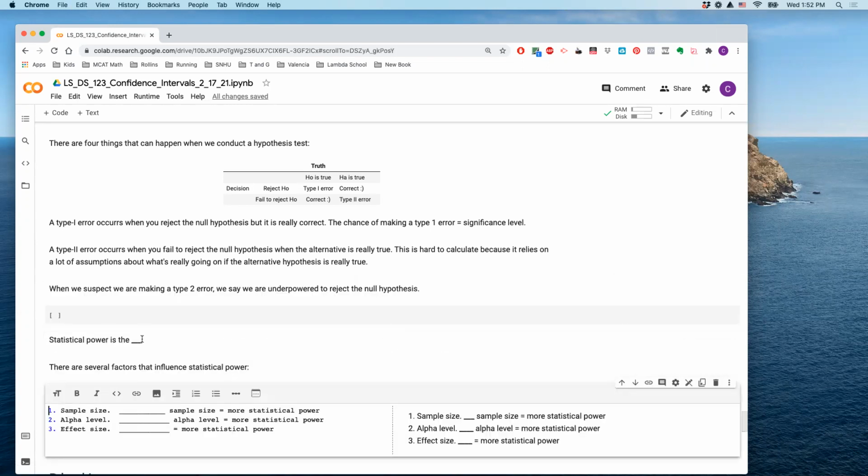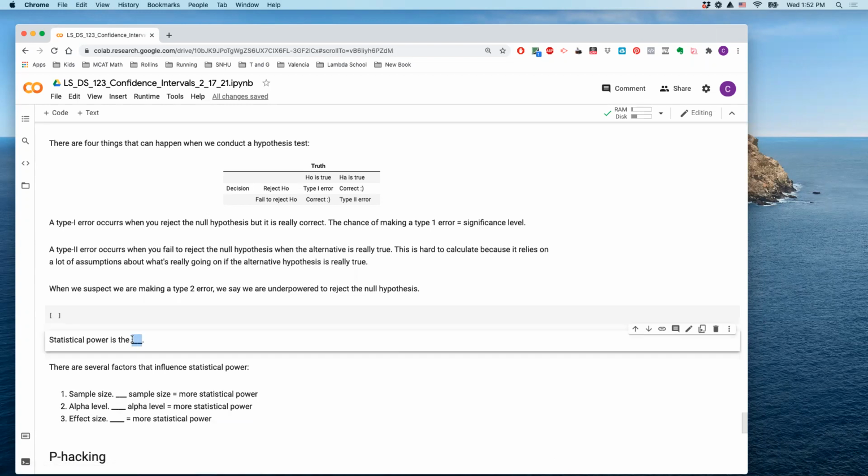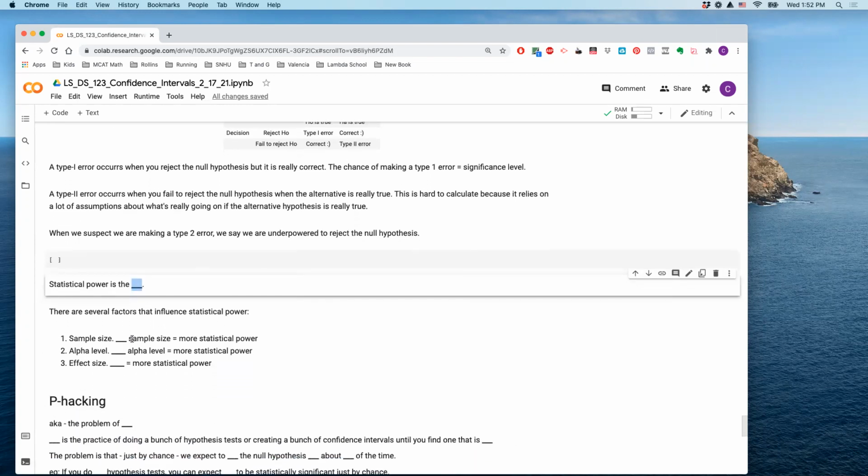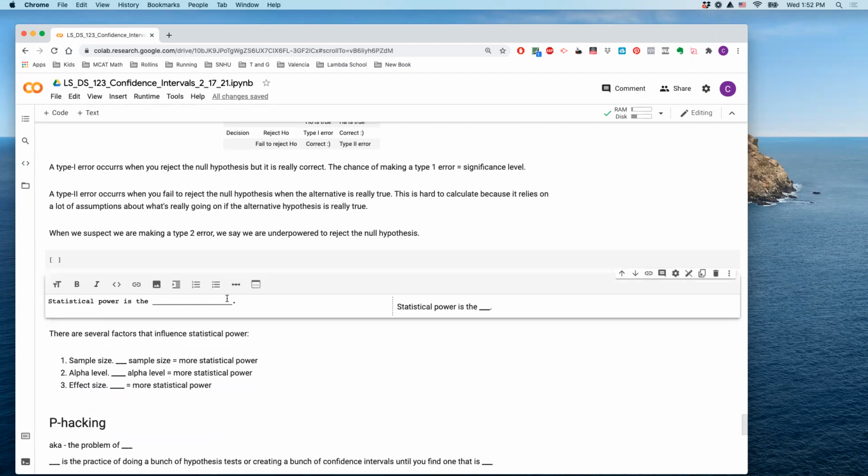Okay, so statistical power is the ability to reject the null hypothesis when it's false. So power is one of those things that we want a lot of. Like we want a big sample size. Big sample size is always great. Having a powerful test is always great, right? We want to be able to reject the null hypothesis when we should. That's a good thing. So we want a powerful test.